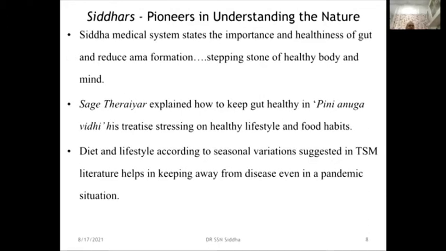The medical system states that the importance and healthiness of the gut and the reduction of harmful formation is a stepping stone to a healthy body and mind. Our author Thiruvalluvar has explained about Mitha Unavu, that is, the line states that to keep away from disease is to keep the gut healthy by following a good lifestyle and good food habits. So diet and lifestyle according to the seasonal variation suggested in the traditional Siddha medicine literature helps in keeping away from disease, even in pandemics like Corona.